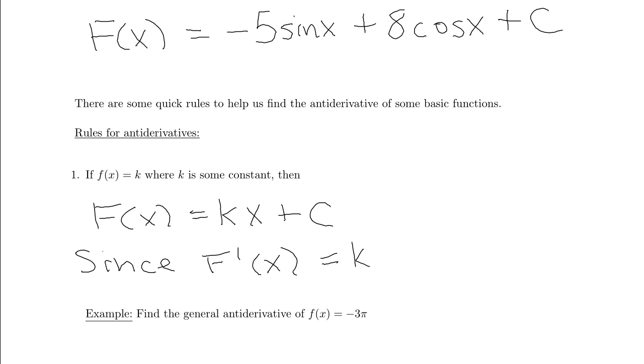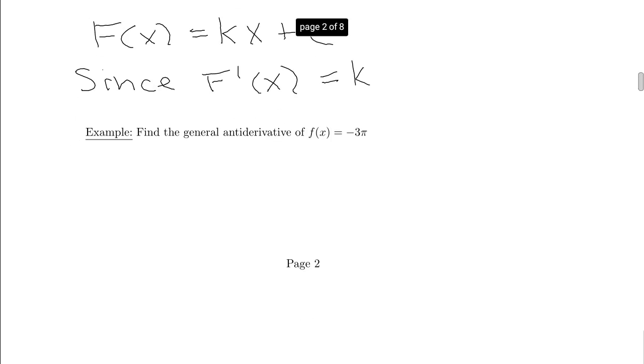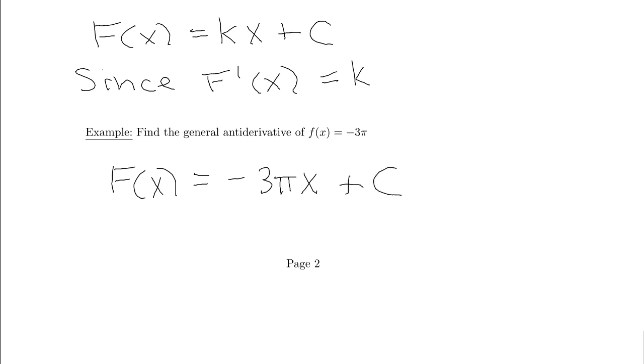Okay, so let's do an example of this. If we want to find the general antiderivative for the function negative 3 pi, well, negative 3 pi is just a constant. So capital F of x is just going to be negative 3 pi times x, because when we take the derivative, that x is going to turn into a 1, leaving us with the minus 3 pi. Then we can add any constant to that because it will still have the same derivative.